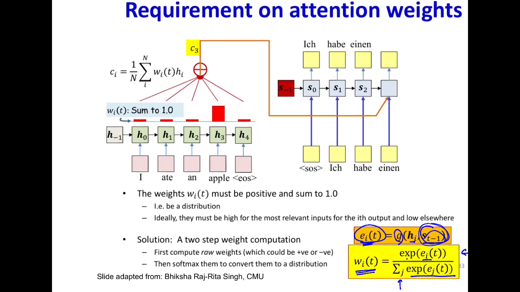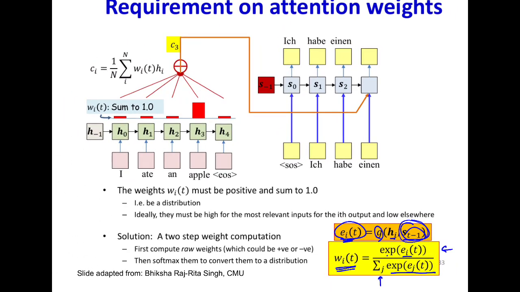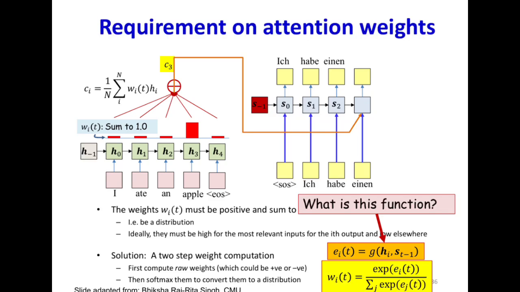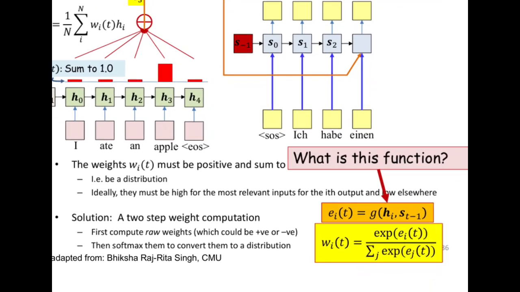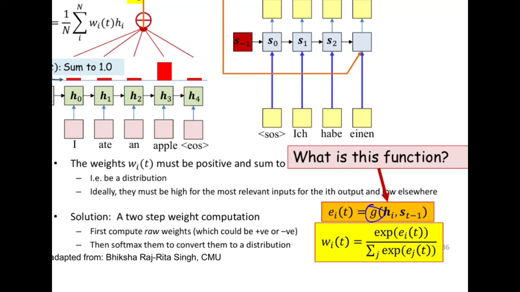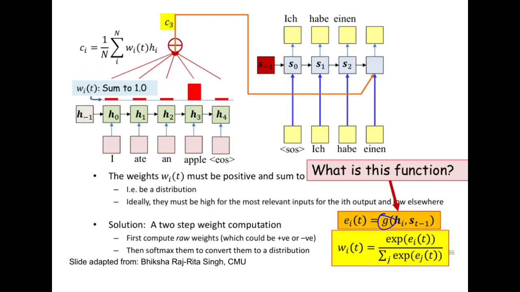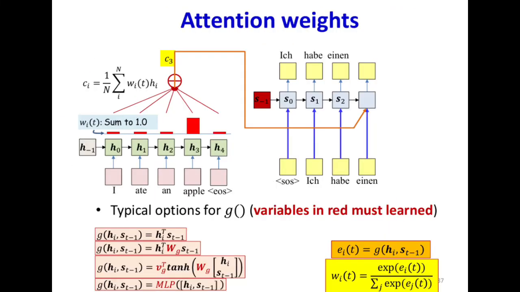Okay? So, now what is this function G? So far I've talked about how to make it dependent on the input context and the output time step. So that we have done. But what can the function G be now? Any ideas? Any suggestions?